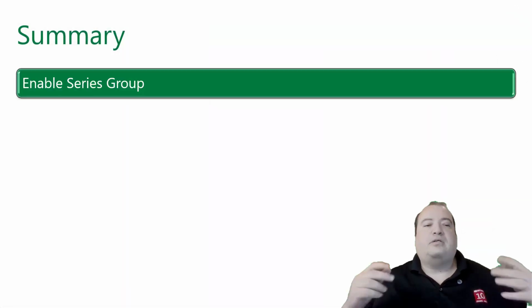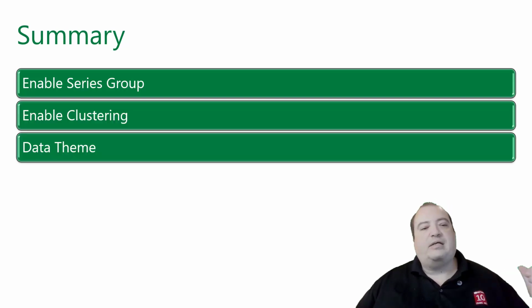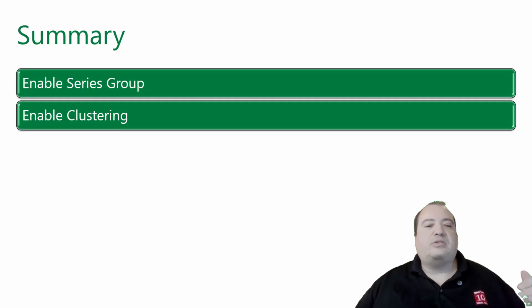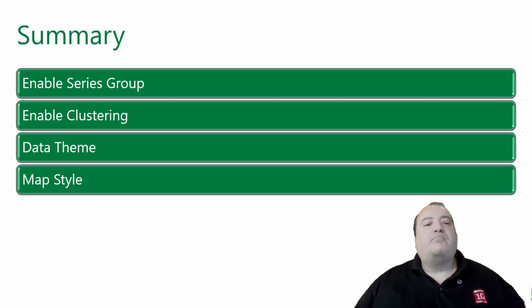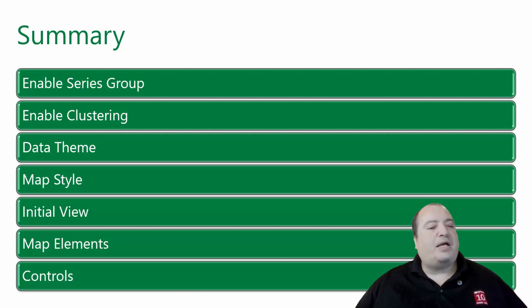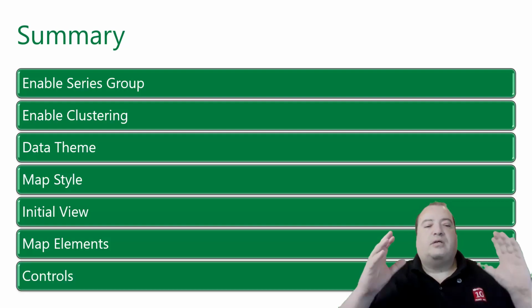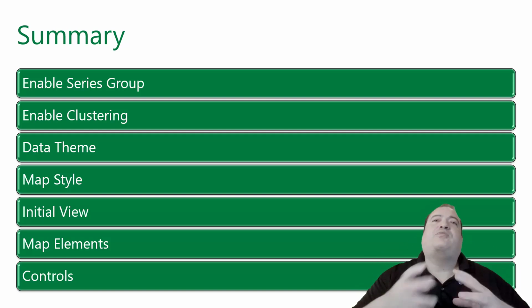Let's summarize what we just saw. We used the enable series group for one data layer. We used the clustering for the data layers. We checked the data theme, map style, initial view, map elements, and map controls. This gives a lot of opportunities to improve our maps and to make different kinds of maps.